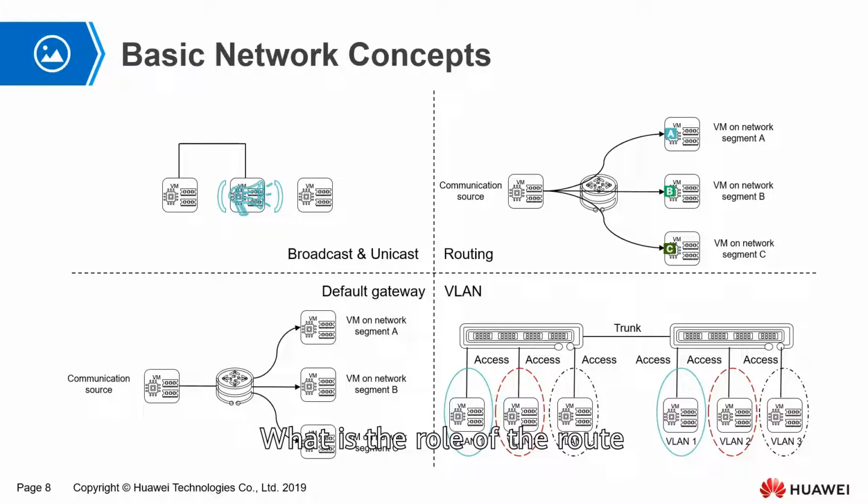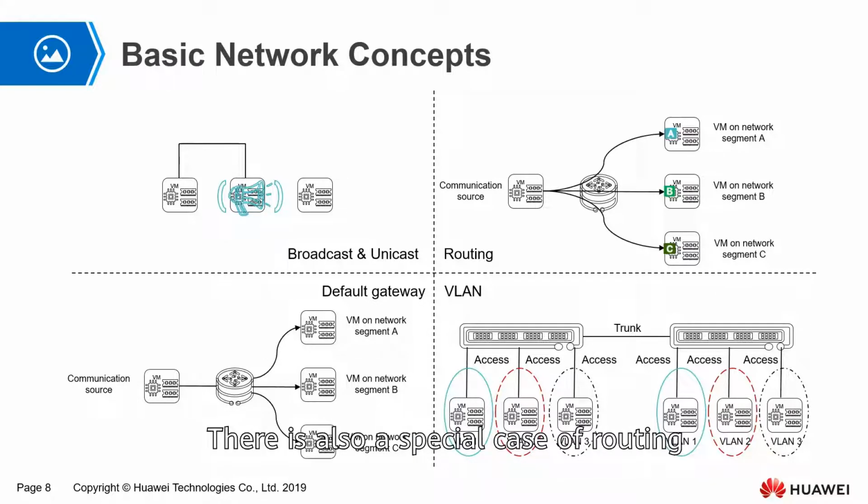What is the role of routing? It tells you that you can find network segment A when you go out from the first gate, you can find network segment B from the second gate, and you can find network segment C from the third gate. This is the role of routing.